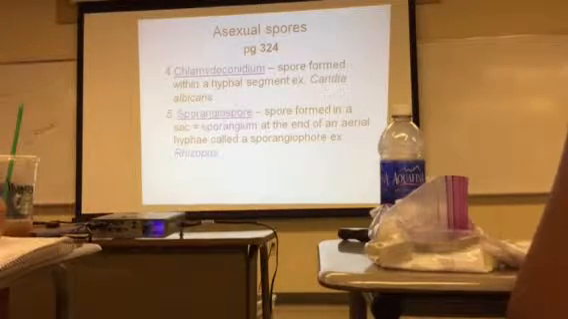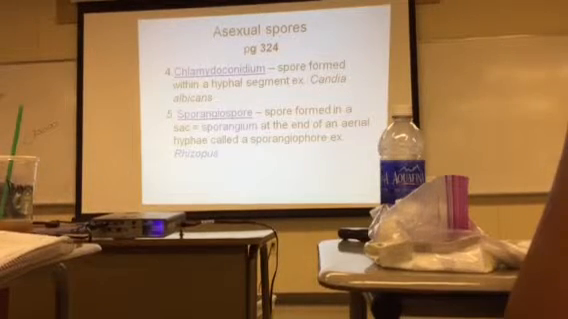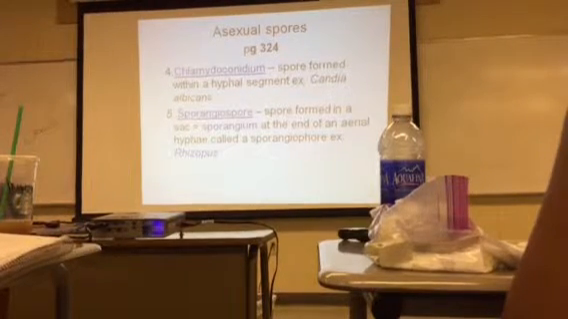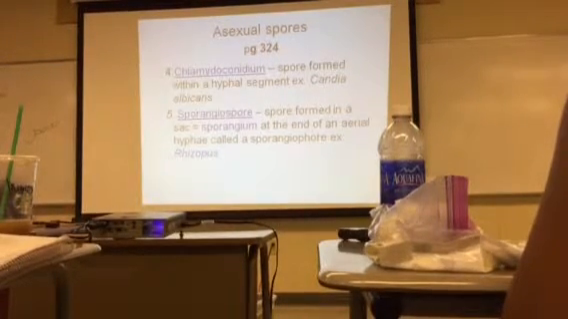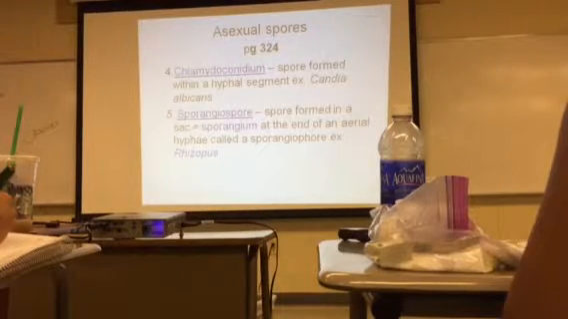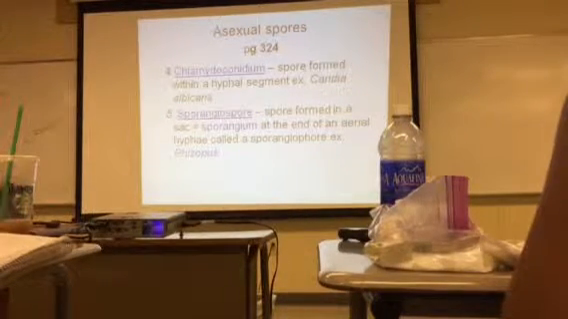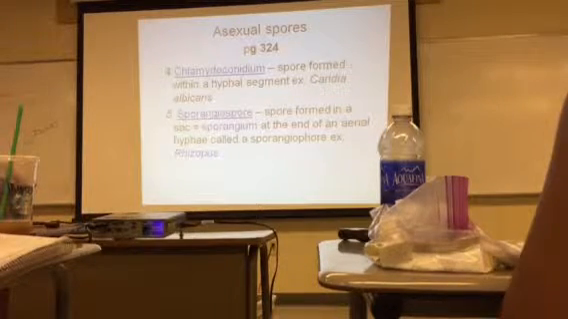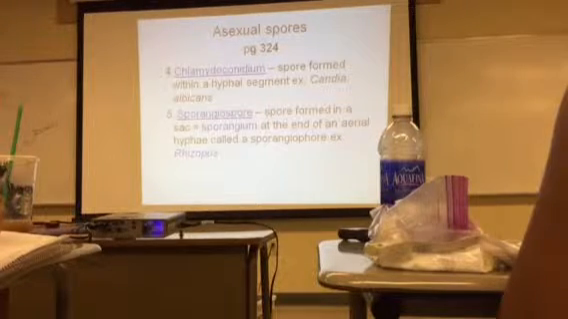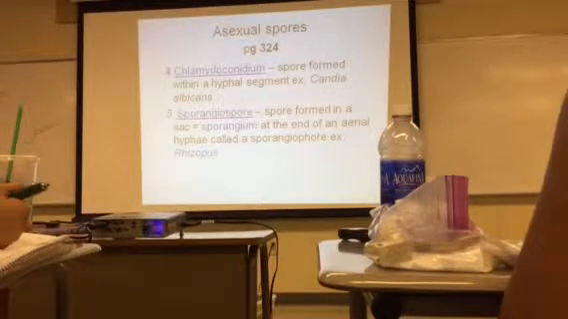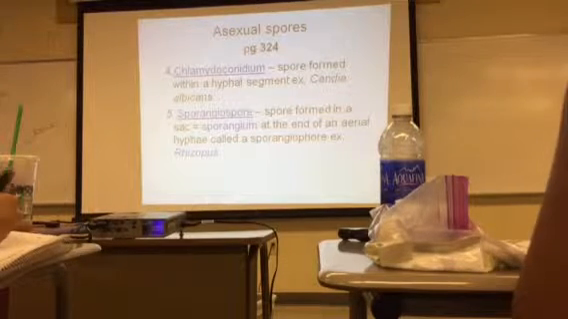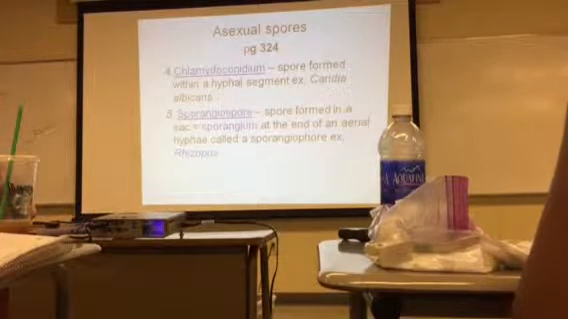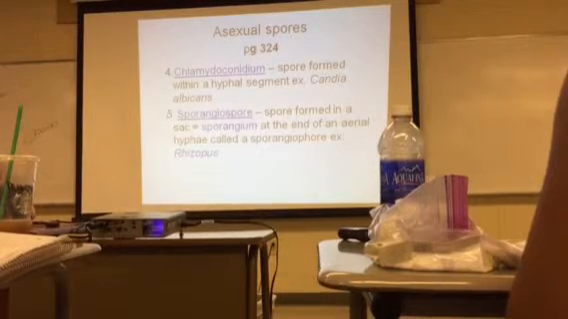Chlamydoconidium is when a spore is formed within a hyphal segment, and Candida albicans can also do this. And you can see the pictures in your book to see the difference. A sporangiospore is a spore that is formed in a sac, and sporangium means sac, and it's formed at the end of the hyphae, and now we're going to call that hyphae a sporangiophore. An example of this is Rhizopus. Rhizopus is one of them that you're going to have on your lab practicum. We'll see pictures of it later on.